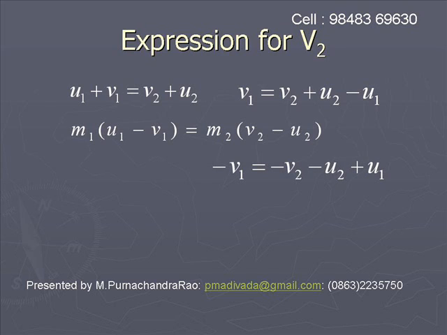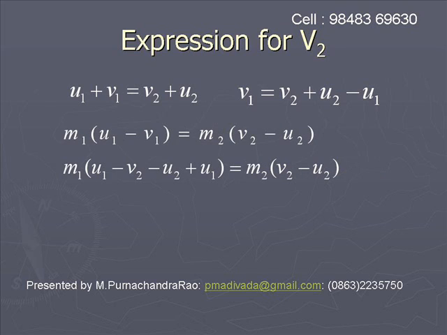Let us substitute the value of v1 in equation 1. v1 is v2 plus u2 minus u1. Therefore, minus v1 is minus v2 minus u2 plus u1. Hence, we will get m1 into (u1 minus v2 minus u2 plus u1) is equal to m2 into (v2 minus u2).